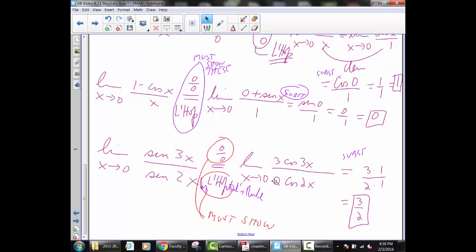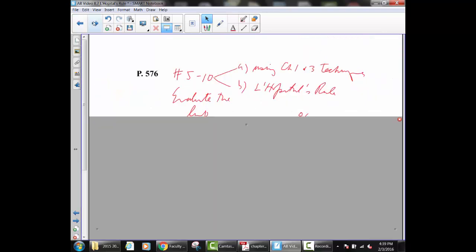You're going to substitute x equals 0. You'll get 3 times the cosine of 0, which is 1, over 2 times the cos of 0, which is 2 times 1. Your final answer, 3/2.